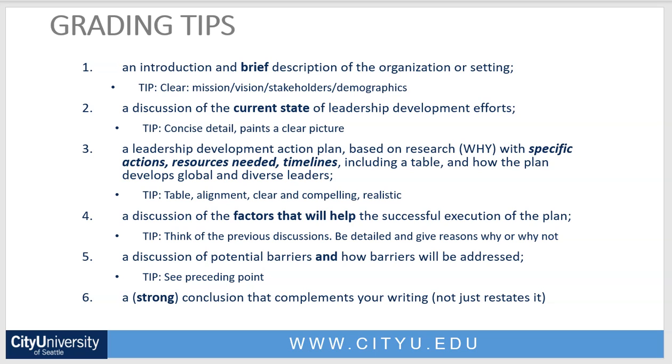leaders. Aspect number 4 of the paper: what are the factors that are going to help executing this plan? So think about the discussions. What about the barriers? What about, that's the next point, but what aspects will help make this plan a success? Maybe it's getting stakeholder input, maybe it's getting buy-in, maybe it is using the Kotter change model, getting small wins first of all.